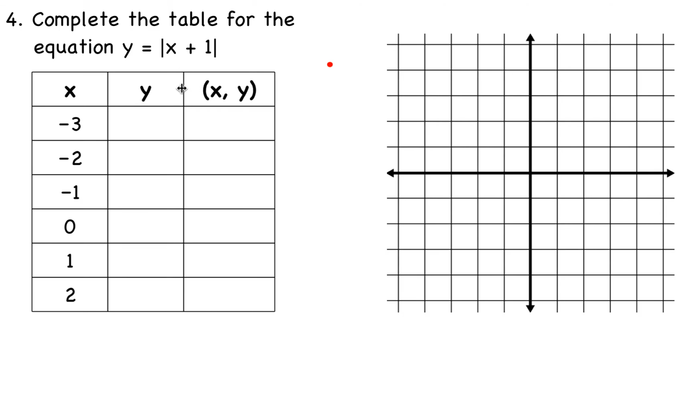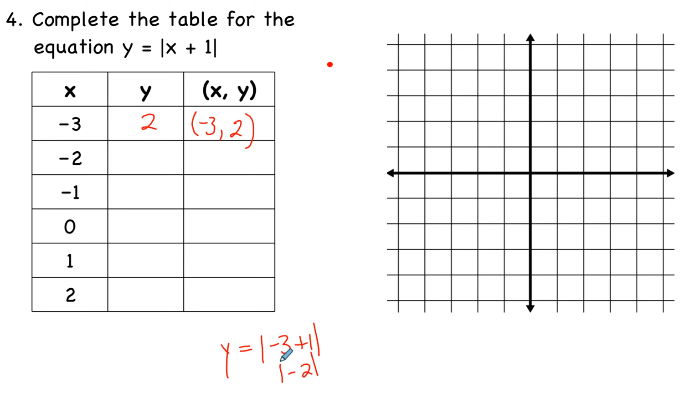All right, hope you gave that a try. y equals the absolute value of x plus 1. So I've got some inputs for you here. y equals the absolute value of negative 3 plus 1. What's negative 3 plus 1? It's the absolute value of negative 2, right? What's the absolute value of negative 2? It's just 2. So that comes out to 2. So our ordered pair is negative 3, positive 2.